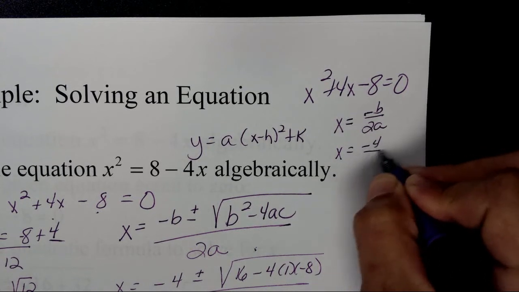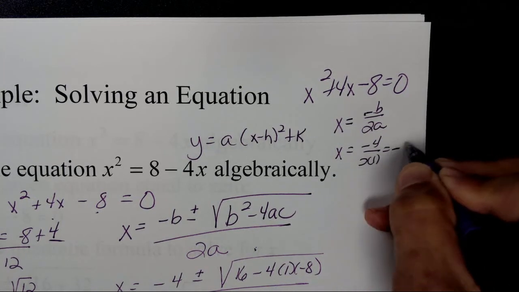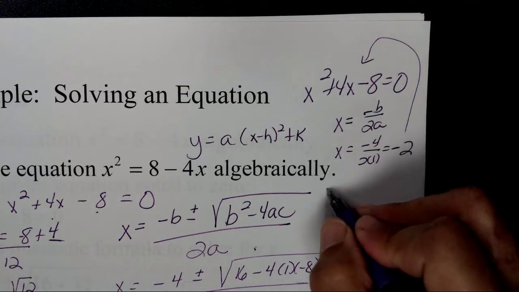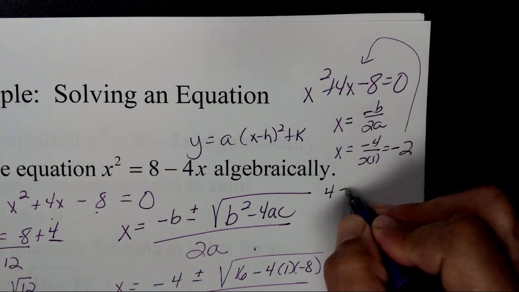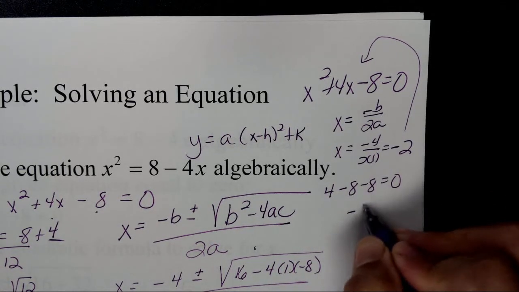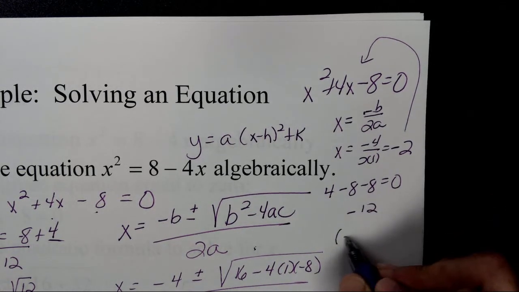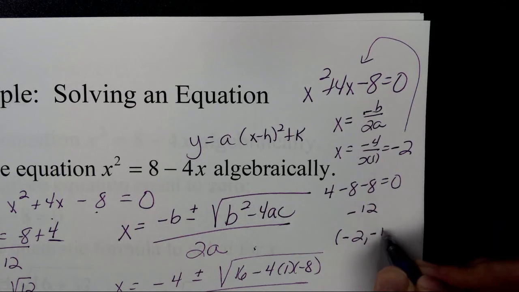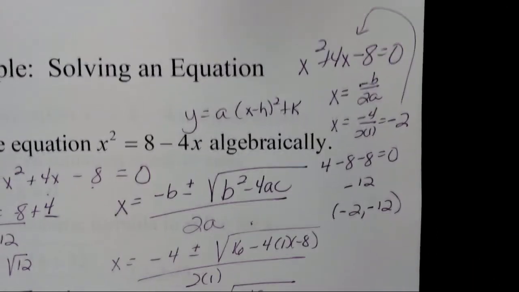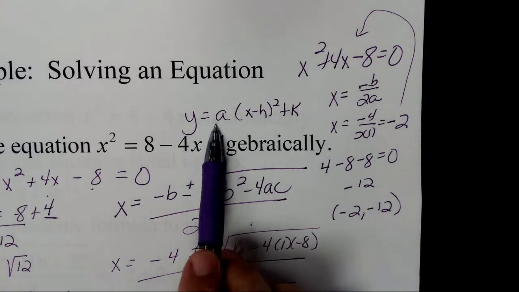So negative 4 over 2 times 1 is negative 2. Plug it back in. Negative 2 squared would be 4, minus 8, minus 8. And that's going to give me negative 12. So where's my vertex at? Negative 2, negative 12.